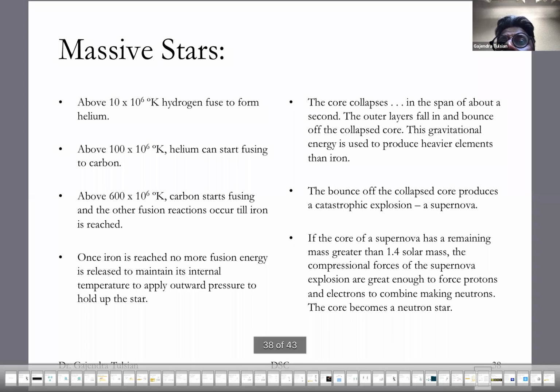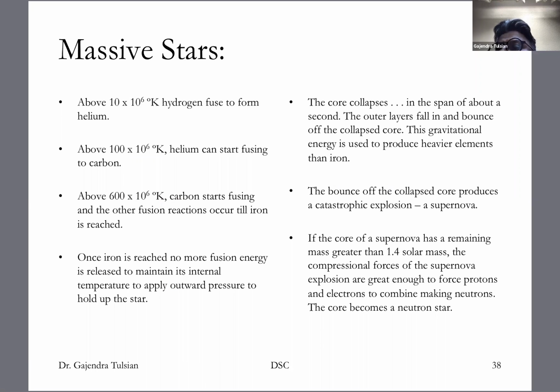So here are massive stars. At the center of the sun, if you have temperatures above 10 million degrees Kelvin, hydrogen fuses to helium. If you want to fuse helium to carbon, you need a temperature of 100 million degrees Kelvin, and if you want to fuse carbon, you need temperatures of 600 million degrees Kelvin. Once iron is reached, no more fusion, and no energy is released to maintain internal temperature. So let's see what all this means.